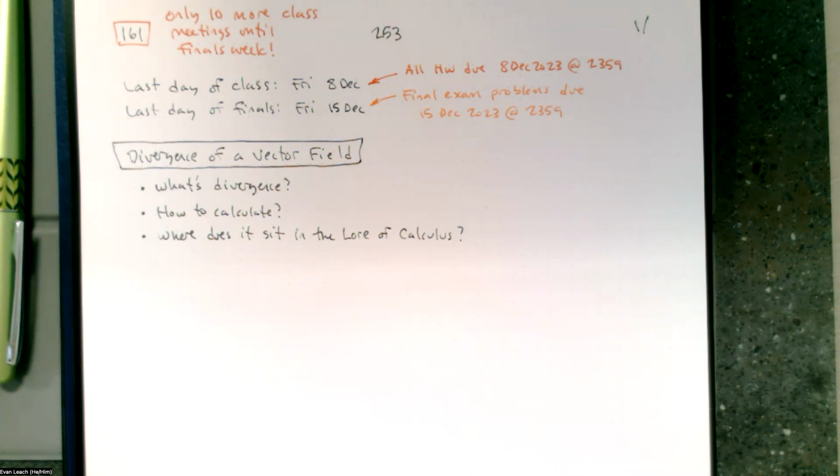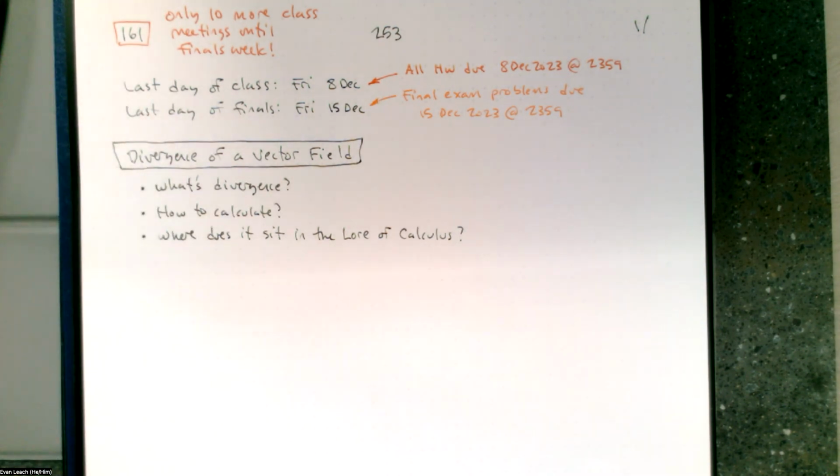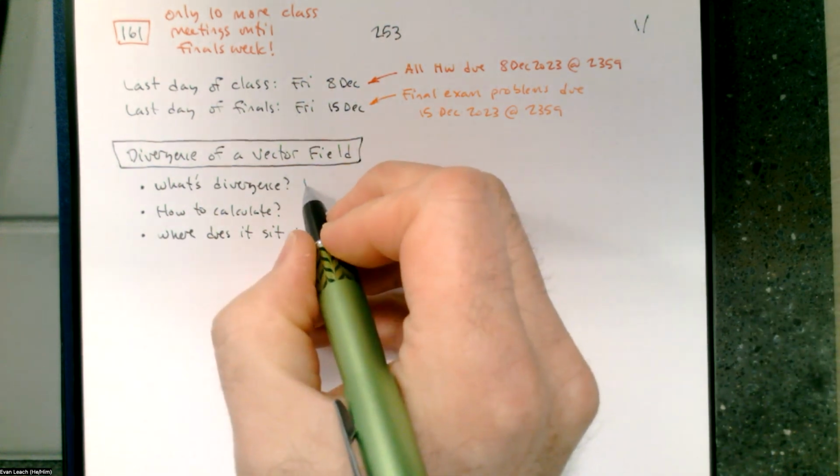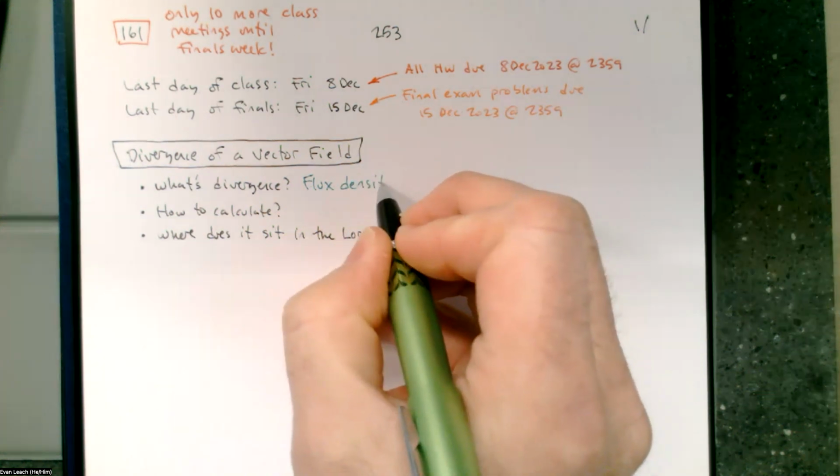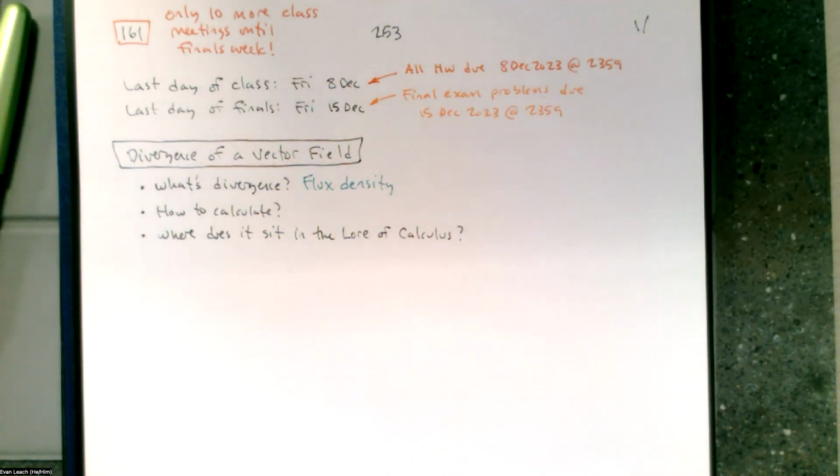So the first thing we want to think about is, what is divergence about? Sorry, it just occurred to me, do I want to do these in some kind of other order? No, let's talk about what's divergence. So the other term that we have for divergence is flux density.